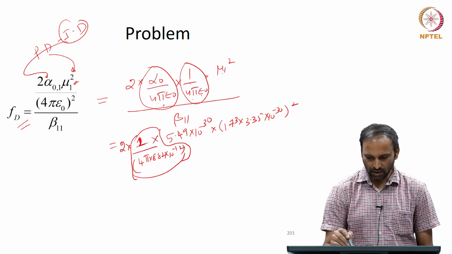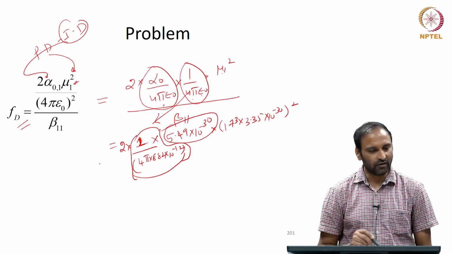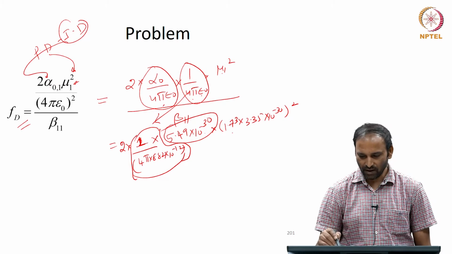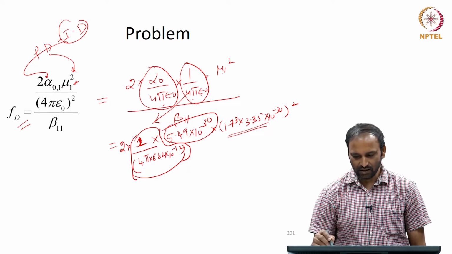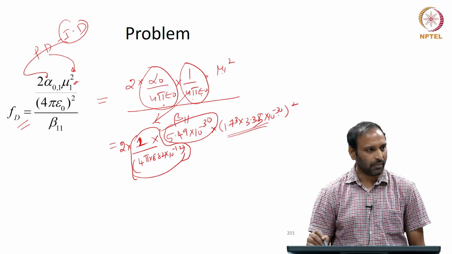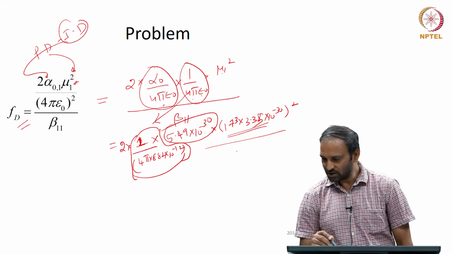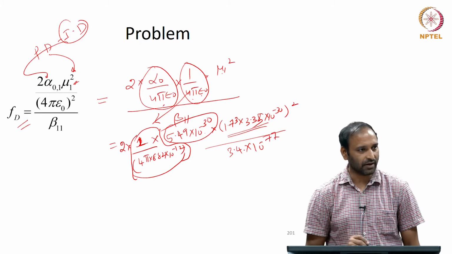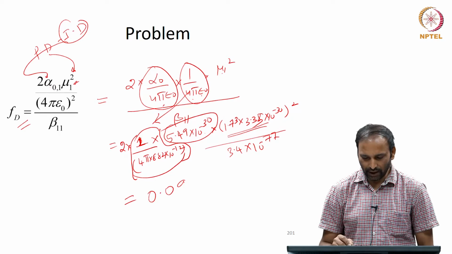So this quantity has been given to you: alpha naught divided by 4 pi epsilon naught is given in the table, multiplied by 1 over 4 pi epsilon naught, mu 1 square divided by beta 1 1. Alpha naught divided by 4 pi epsilon naught is 5.49 into 10 power minus 30, and mu 1 square is 3.33 into 10 power minus 30, whole square, divided by beta, which is 3.4 into 10 power minus 77. If you work this out, the number that you should get is 0.097.